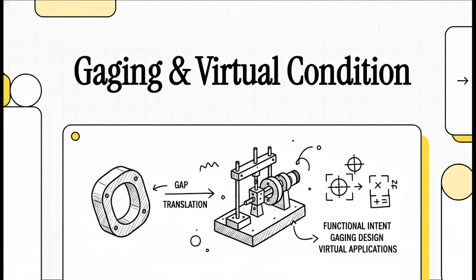Welcome back to today's Explainer, where we're diving into Lesson 22 of the GD&T Master Course. Today, we are bridging that absolutely crucial gap between your pristine, perfect CAD models and the very real, often kind of messy world of physical inspection tooling. We're going to focus entirely on translating your design intent into functional gauging design and really mastering those virtual condition applications.